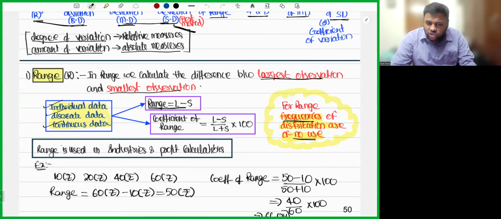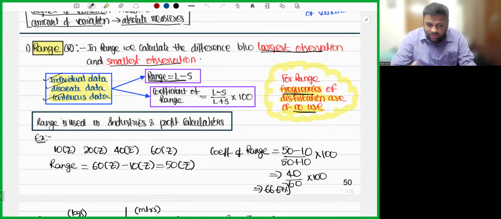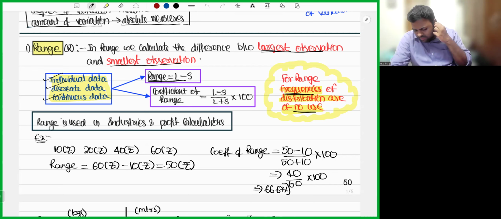I said in range, we calculate the difference between the largest observation and the smallest observation. Let it be individual data, discrete data, or continuous data, the formula will remain the same. There is no change in the formula. Next, I said range is used in industries and profit calculation. And for range, frequency distributions are of no use. We have seen some examples for that. Fine, everybody, till here it's clear?